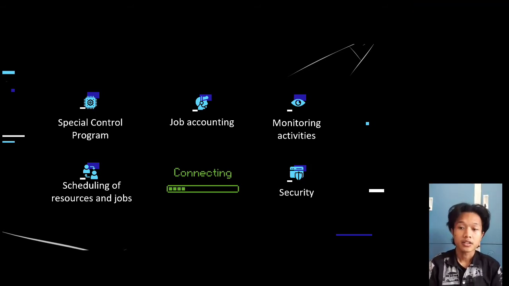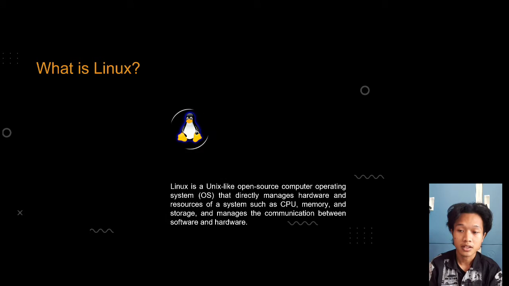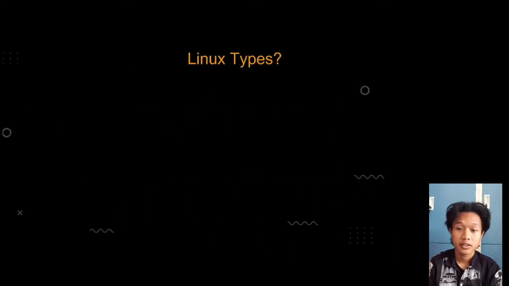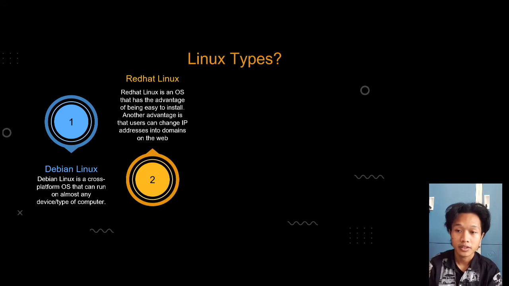What is Linux? Linux is a Unix-like open source computer operating system that directly manages the hardware and resources of a system such as CPU, memory, and storage, and manages the communication between software and hardware. Here are several types of Linux. The first is Debian Linux. Debian Linux is a cross-platform OS that can run on almost any device or type of computer. The second, Red Hat Linux. Red Hat Linux is an OS that has the advantage of being easy to install. Another advantage is that the user can change IP addresses into domains on the web.